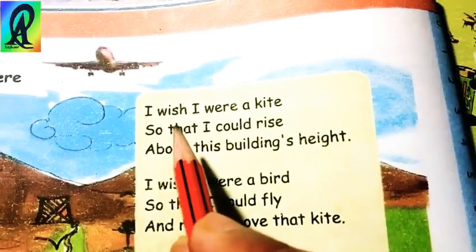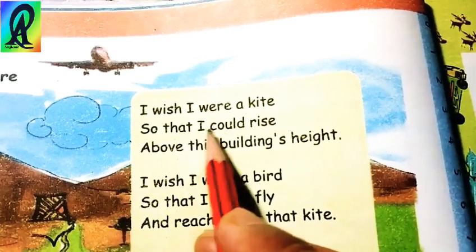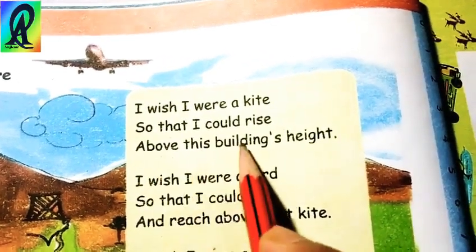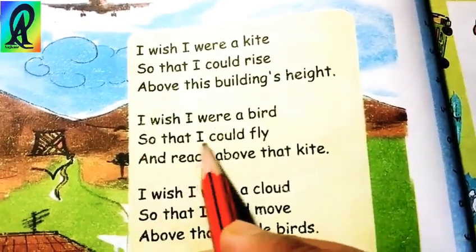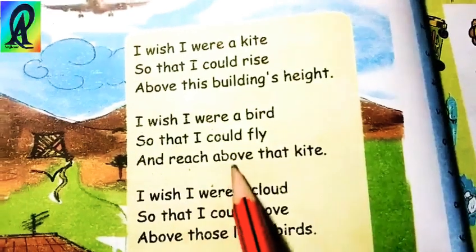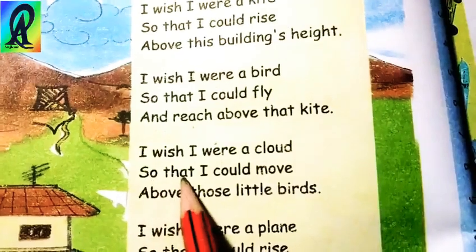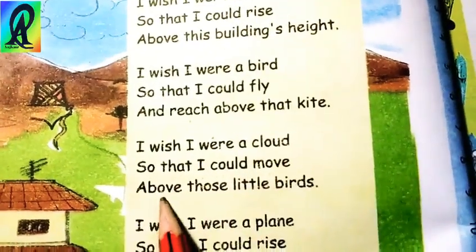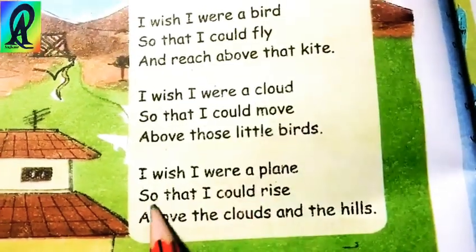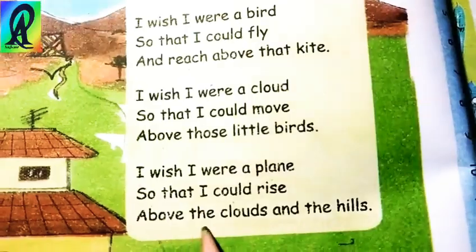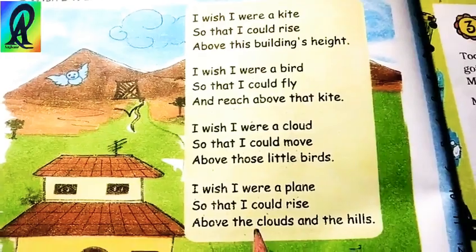The poem is: I wish I were a kite so that I could rise above this building's height. I wish I were a bird so that I could fly and reach above that kite. I wish I were a cloud so that I could move above those little birds. I wish I were a plane so that I could rise above the clouds and the hills. So you can learn the poem and sing this.